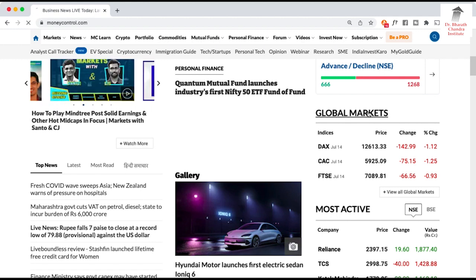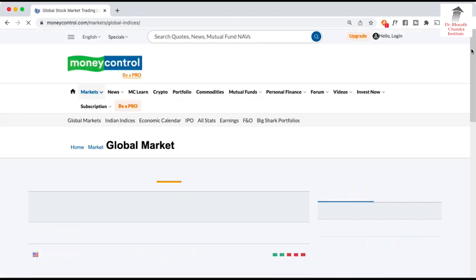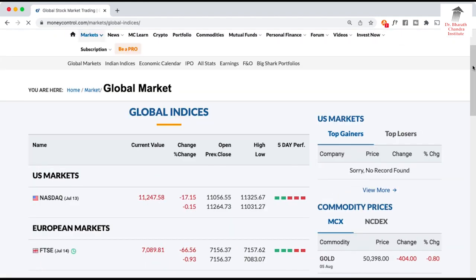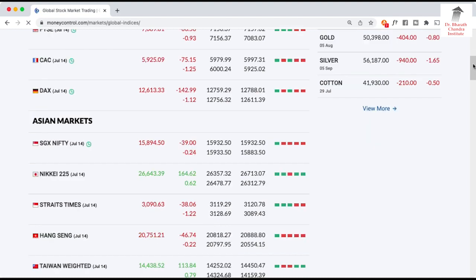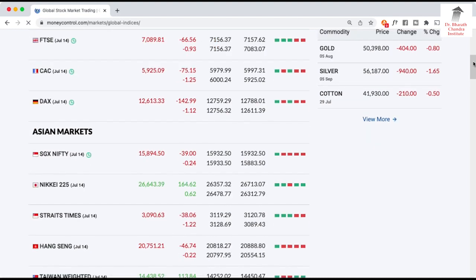So I click on Money Control global markets and it shows me how the performance has been of Asian markets, US markets and European markets as well. You can see here what has happened, how it has gone down or up, and then how much percentage down, etc. It keeps giving information and updates all through.